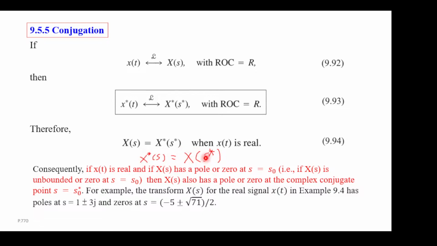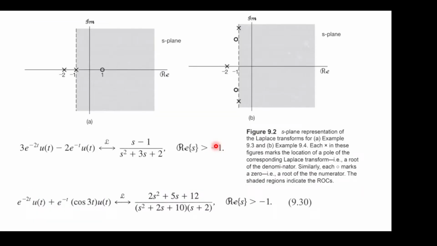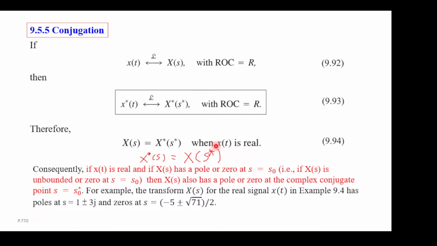That means X of s star equals 0. So all the poles and zeros will have complex conjugates. They should be in complex conjugation pairs. We have kind of seen this in the example, so you might have known it subconsciously, but now we prove it.